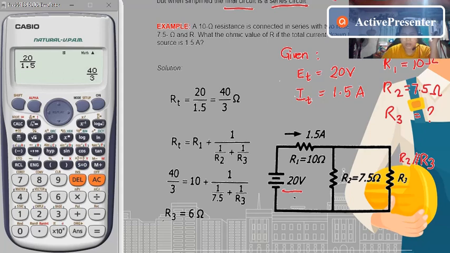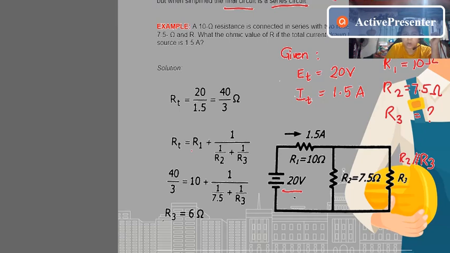So makita na nato ang circuit. We have the formula for the total resistance. Ito ang atong gisolve ganina: ang R1 series plus sa parallel sa R2 og R3. So R total equals R1 plus 1 over (1 over R2 plus 1 over R3).